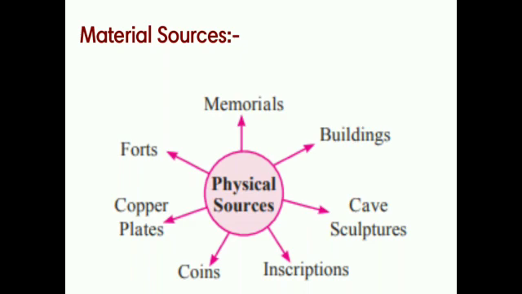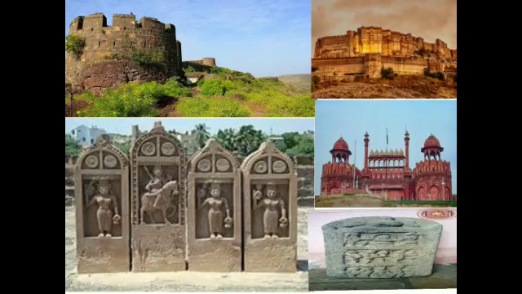Now see what is forts. First of all, we will see what is forts. So we have seen many of the forts. For example, these are some of the forts. In the first picture we can see it's Raigad. Then the second one, there is a red fort also. The first two pictures are of Raigad, and down to Raigad it is Vijaydurg. So these all are the types of forts.